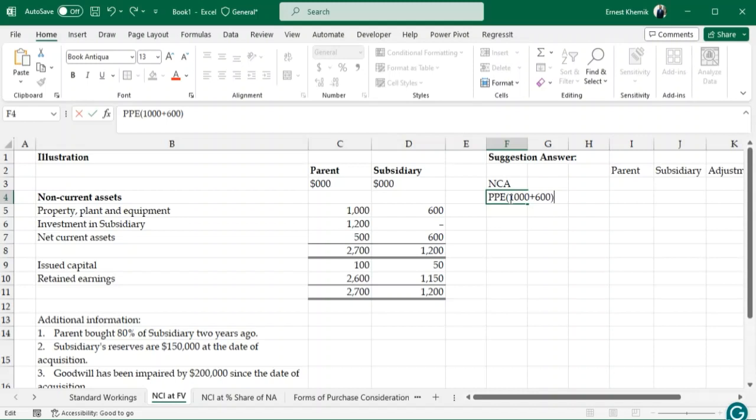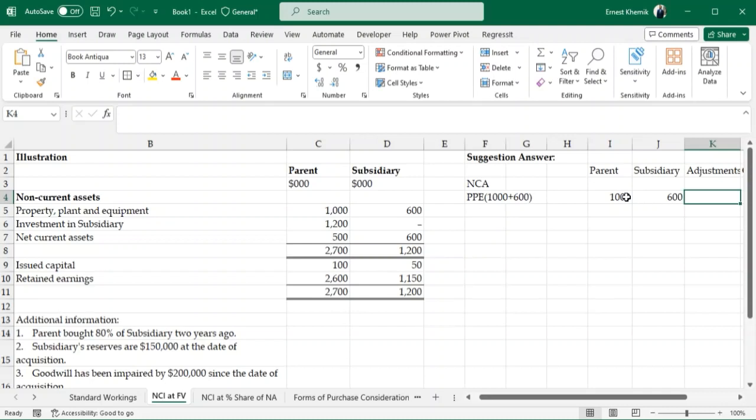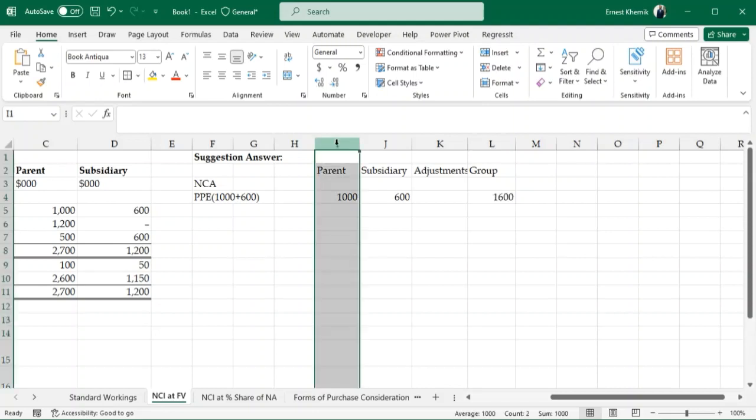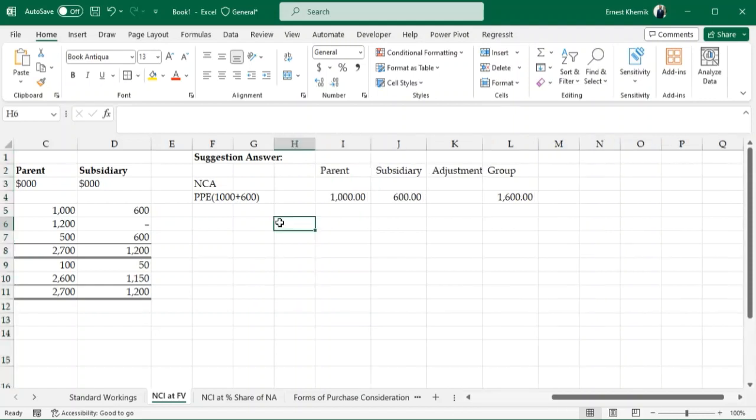But since I am using Microsoft Excel to make the calculation easy for me, the value here is 1,000 and then that of the subsidiary is 600, so that I can come here under the group column which we have here. I can just do alt equals to add my value for me. So this is Excel, so let me just make it an accounting figure. All right, so we have that nicely done.